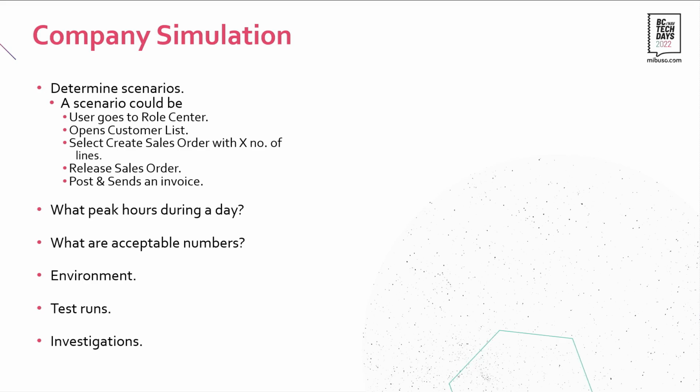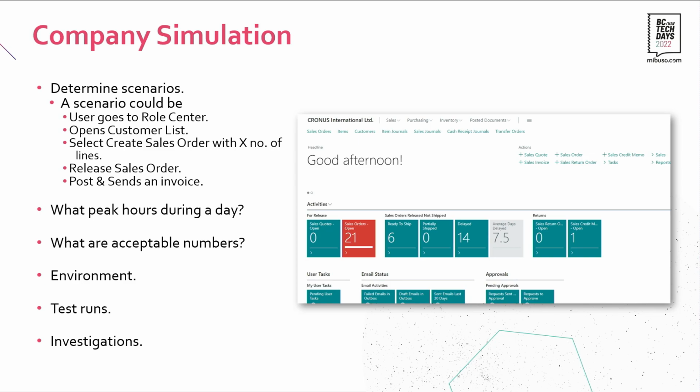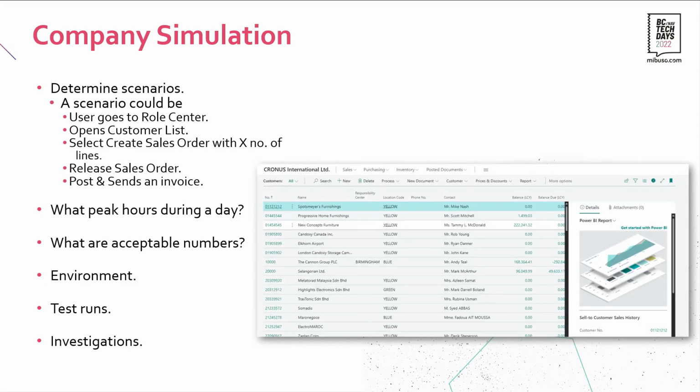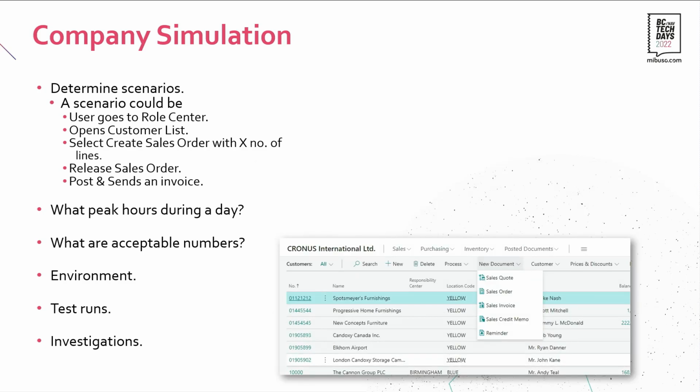And it's probably not what the users are actually doing. Even though you might have web services from a web store, we can still push that into the system. But the point is that the tool itself, you may have a scenario first you want to define. The scenario could be a user goes to the role center, they open up the customer list. From the customer list, they may create a new document, could be a new order, quote, invoice.